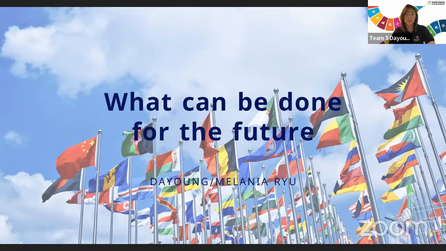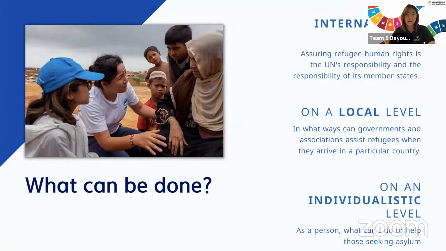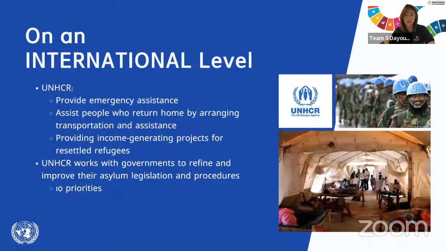Here I will present what can be done on 3 different levels: on an international level, on a local level, and on an individual level. So first, on an international level, the UNHCR, as has been presented by my fellow colleague, has aided refugees for a long time. However, while Sanya has explained what the UNHCR has done, I will explain what they continue to do and can do. So what the UNHCR continues to do is send peacekeepers from the UN to often guard the refugee camps.